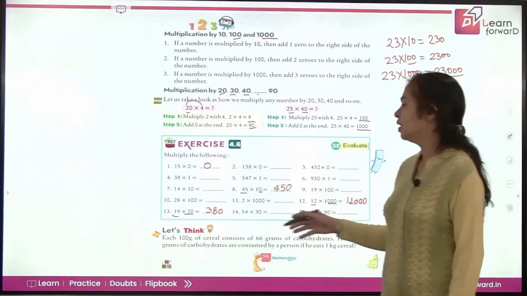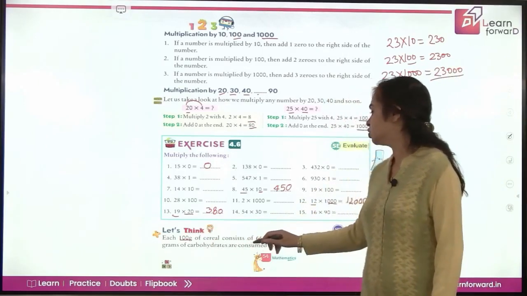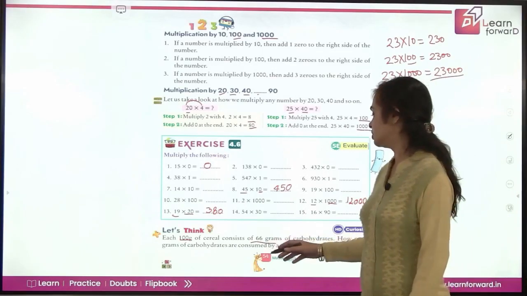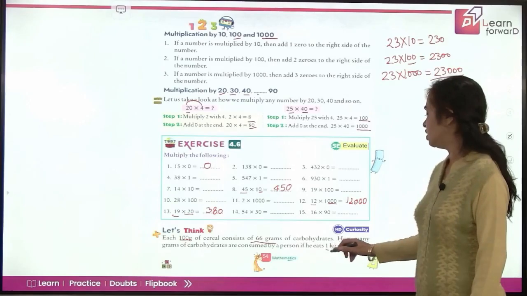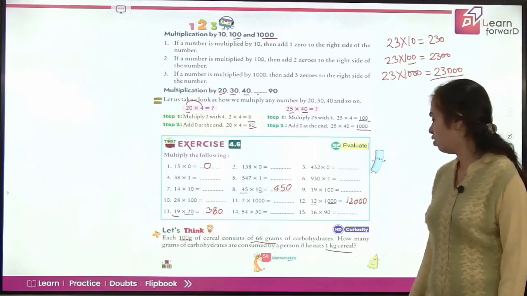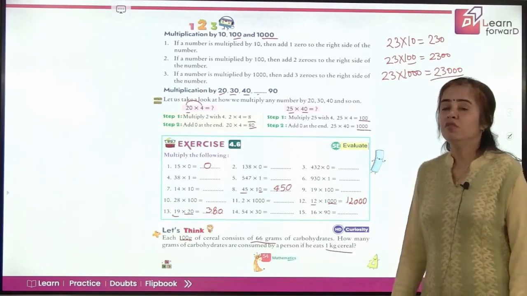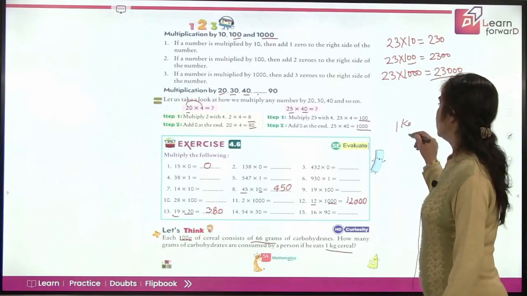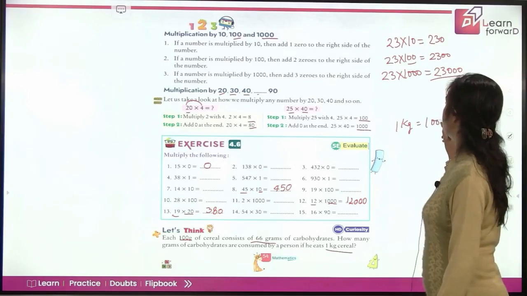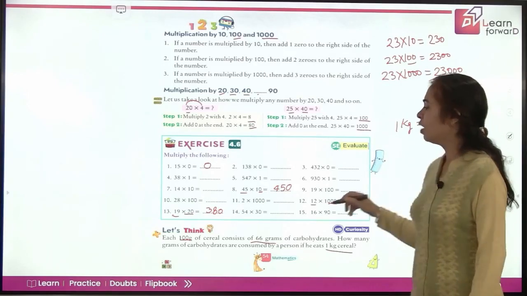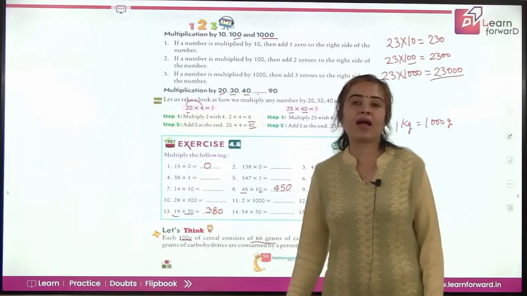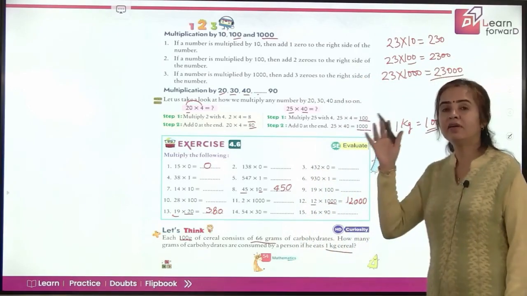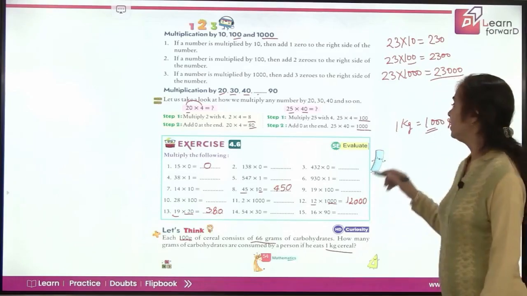So let's think. Each 100 gram of cereal consists of 66 grams of carbohydrates. How many grams of carbohydrates are consumed by a person if he eats 1 kilogram of cereal? We have already learned about conversion. So 1 kilogram is equal to how many grams? 1000 grams. And out of 1000 grams, if we make packs of 100 grams each, how many packs will you get? You will get such 10 packs.